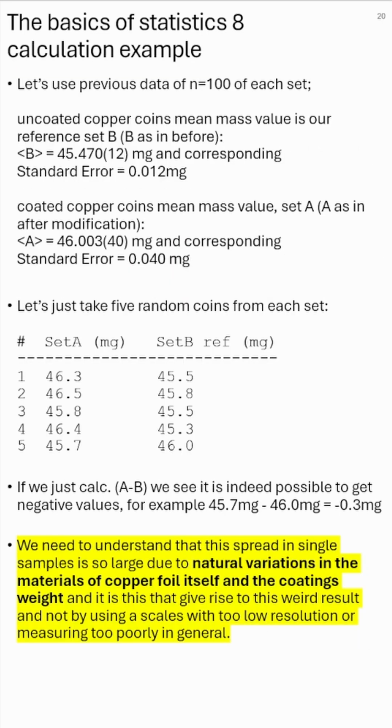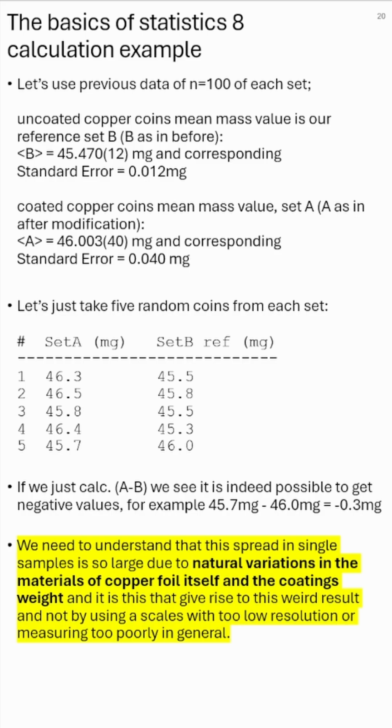The basics of statistics 8, calculation example. So let's use the previous data where we had these 100 coin data sets, before and after coating. The uncoated copper coins, the B before set as we call it, have a mean value of 45.470 milligram, and the standard error was 0.012 milligram. Then we have the coated copper coin version, the A set, that means after modification, coating in this case: mean value 46.003 milligram, standard error 0.040 milligram.